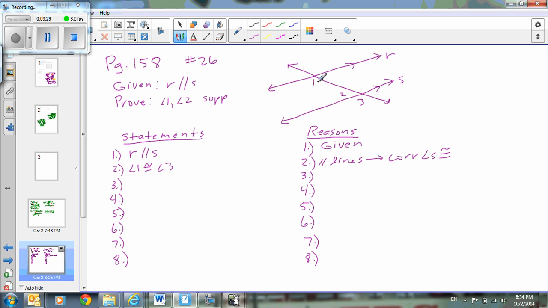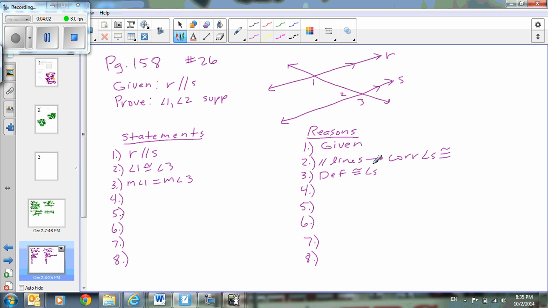Now, if 1 and 3 are congruent, if you look at your definition of congruent angles, you'll see that we can conclude that if angles are congruent, their measures are equal. So in step 3, we're going to say that the measure of angle 1 is equal to the measure of angle 3. Why is that true? We know the two angles are congruent, so we can conclude their measures are equal because of the definition of congruent angles.